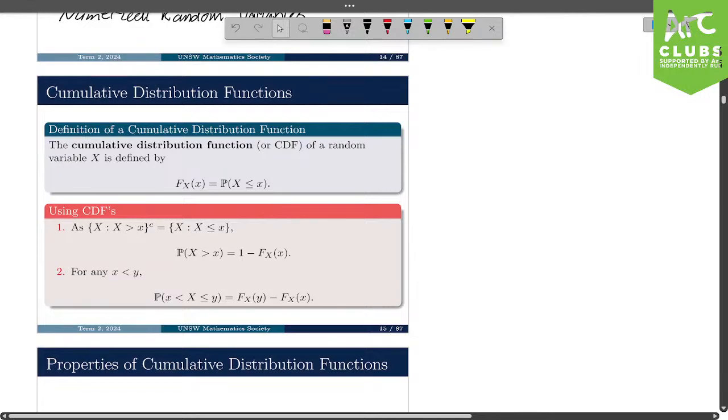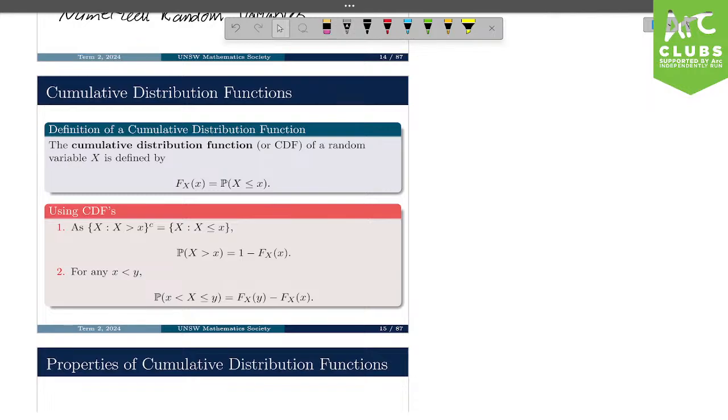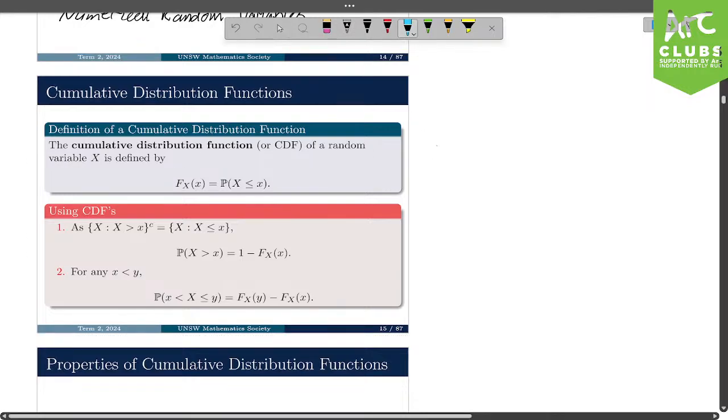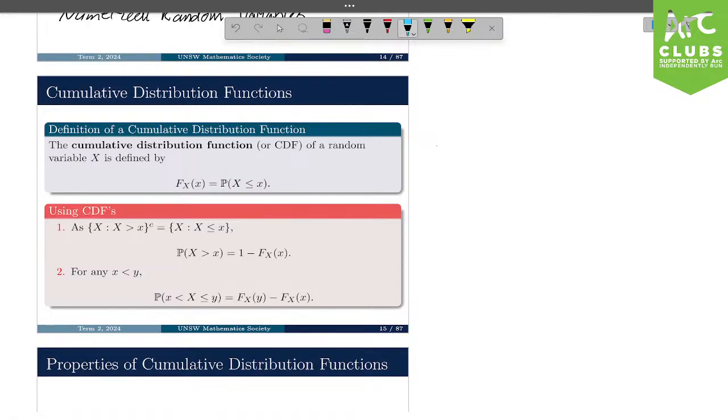All right, so a cumulative distribution function, or CDF, of a random variable X is defined by F_X(x) equals the probability that X is less than or equal to x. Okay, that's a big mouthful.